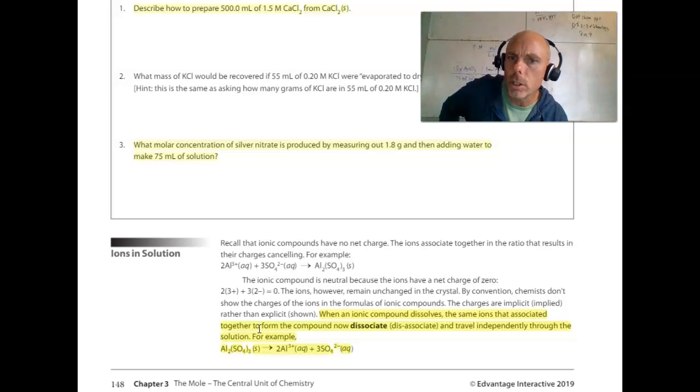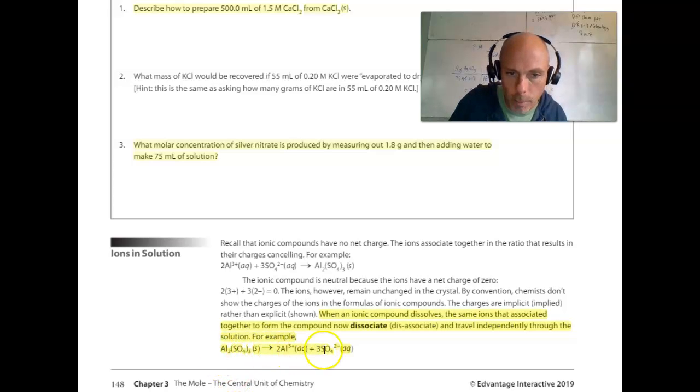And when we get to our solution unit, we'll look a little bit more at what that means. But aluminum sulfate, when dissolved in water, is not aluminum sulfate particles. It's aluminum particles moving freely from each other and moving freely from other sulfate particles. They're all moving around. Now, there are 2 aluminum ions for every 3 sulfate ions, but they're pulled apart and are functioning independent of each other, essentially, once they're dissolved in water.